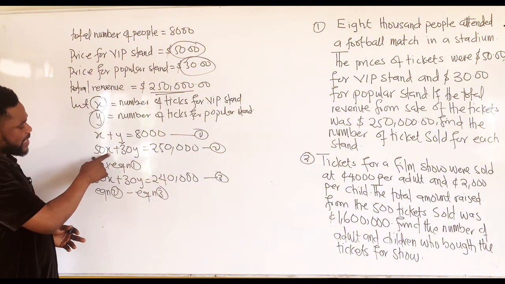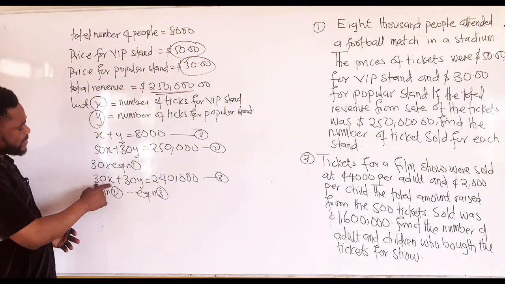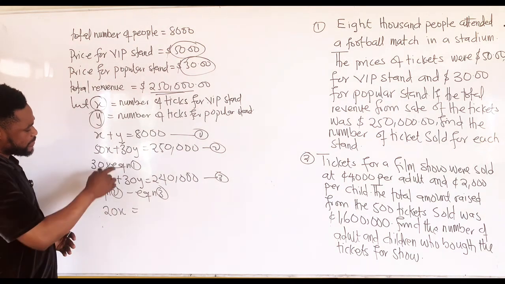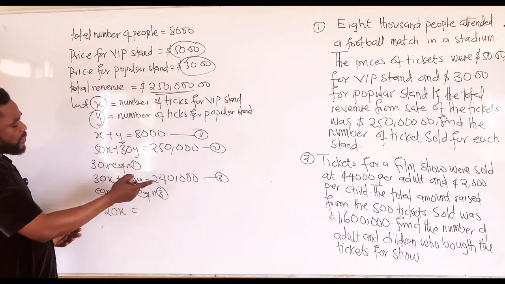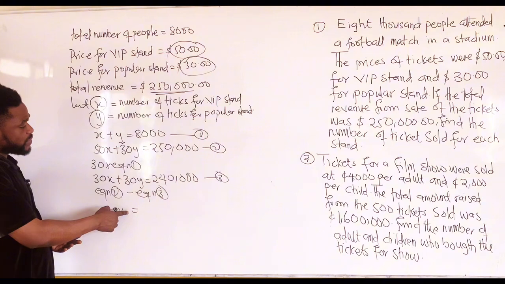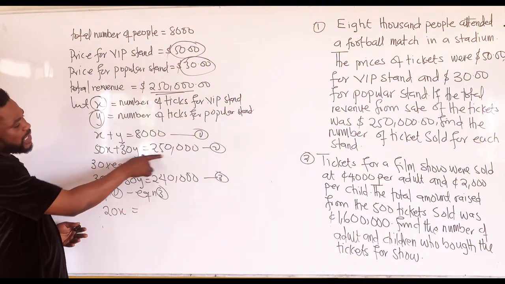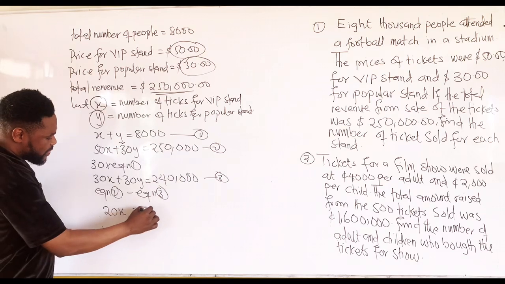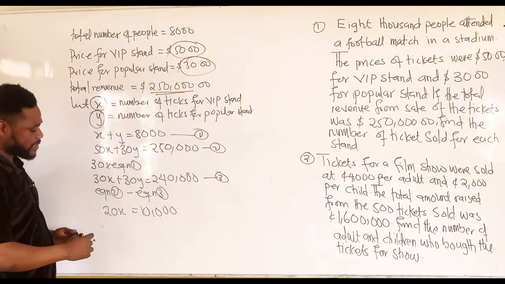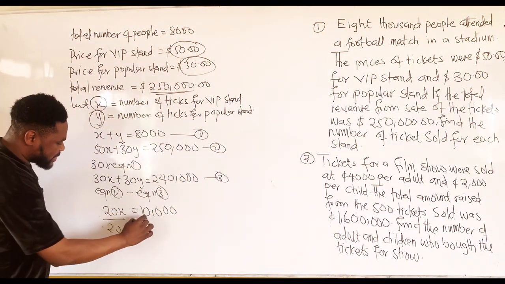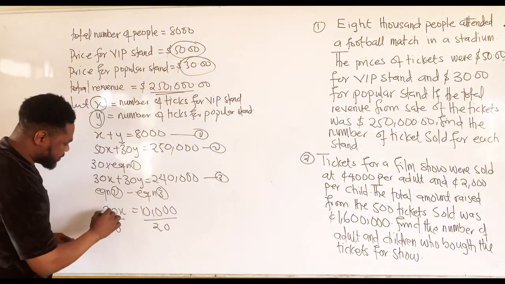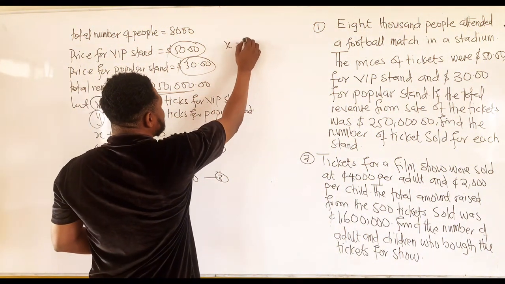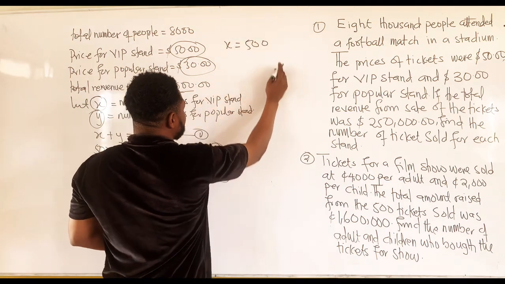So we have 50x minus 30x, and that will give us 20x, because 30y minus 30y will give us 0. So we don't put our 0 here. Then we have 250,000 minus 240,000, which will arrive at 10,000. Now we can get our x by dividing through by 20. And when we divide, our x is going to be 500.